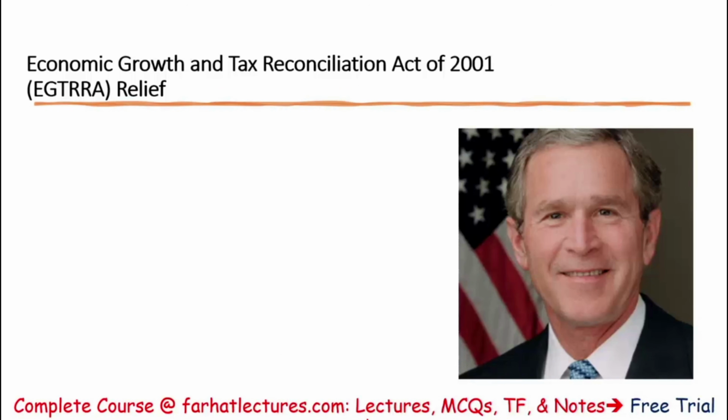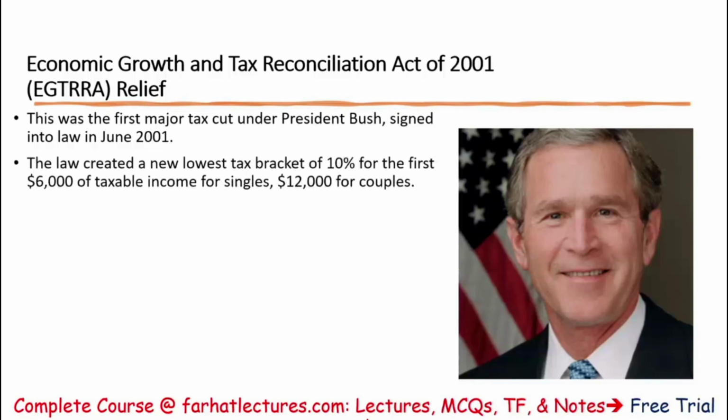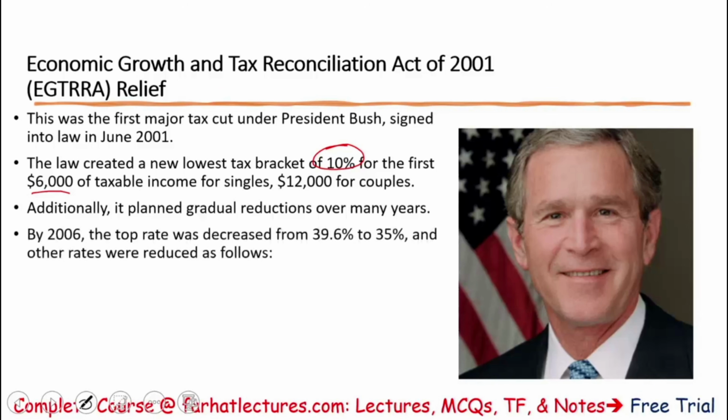In 2001, George W. Bush, Economic Growth and Tax Reconciliation Act of 2001. This was the major tax cut under President Bush. It was signed into law in June 2001. The law created the new lowest tax bracket of 10% that we know about now, for the first $6,000 of taxable income for singles and $12,000 for couples. Additionally, it was planned to gradually reduce the tax rate over the years. By 2006, the top rate was decreased from almost 40% to 35%, and other rates were reduced as follows.